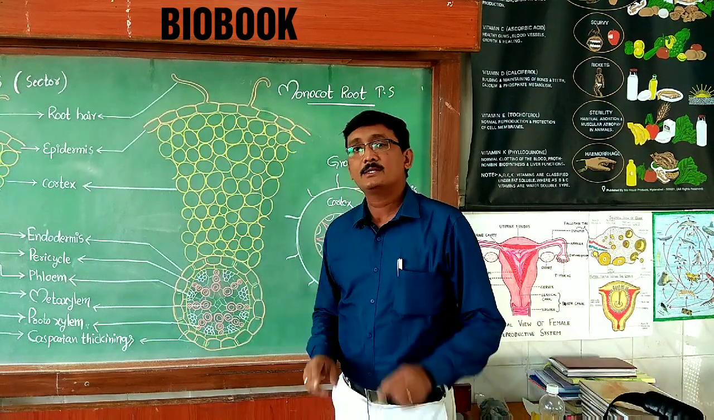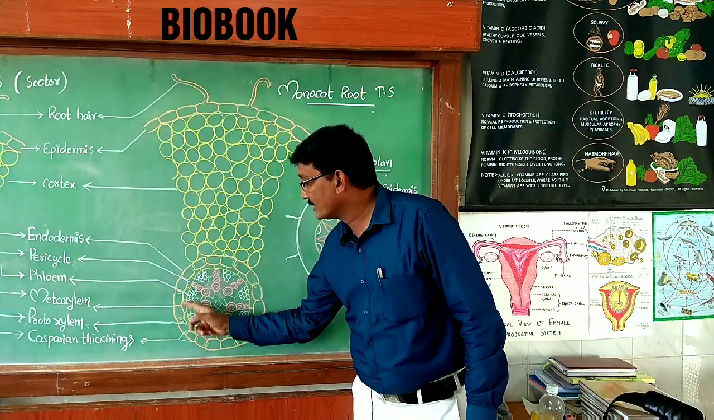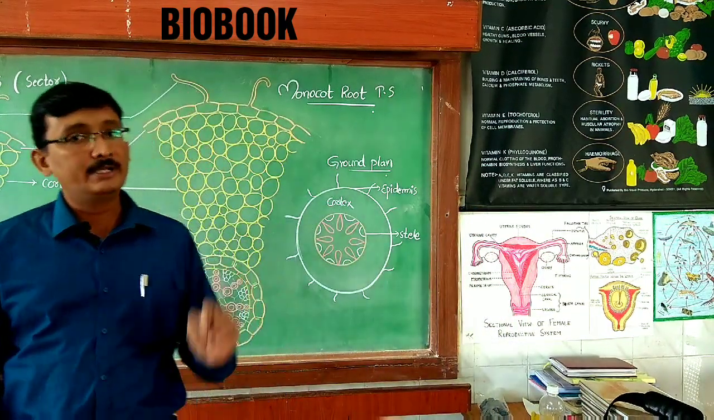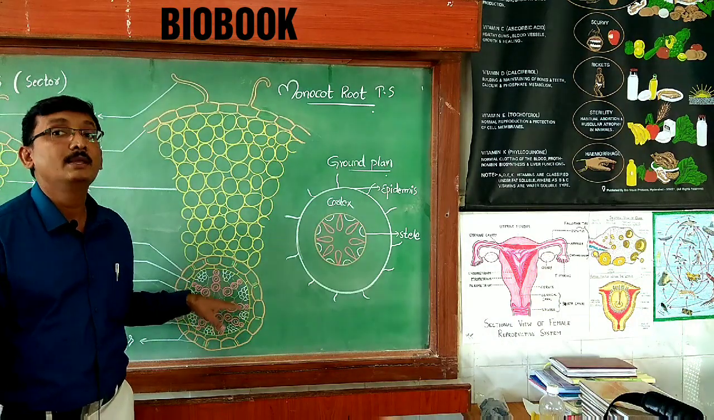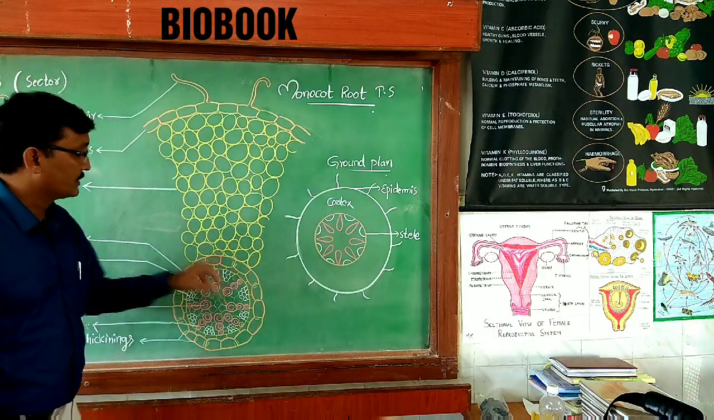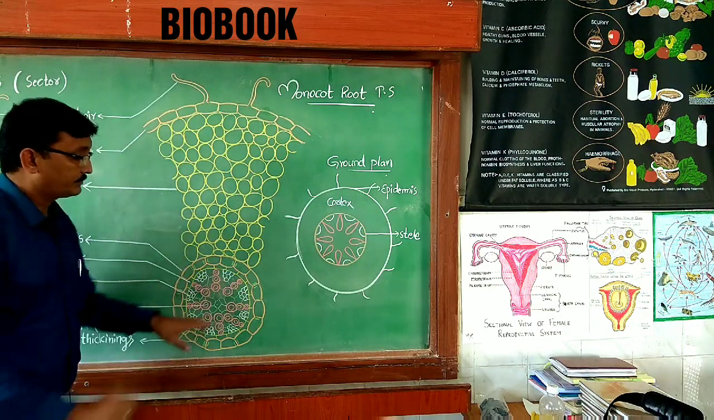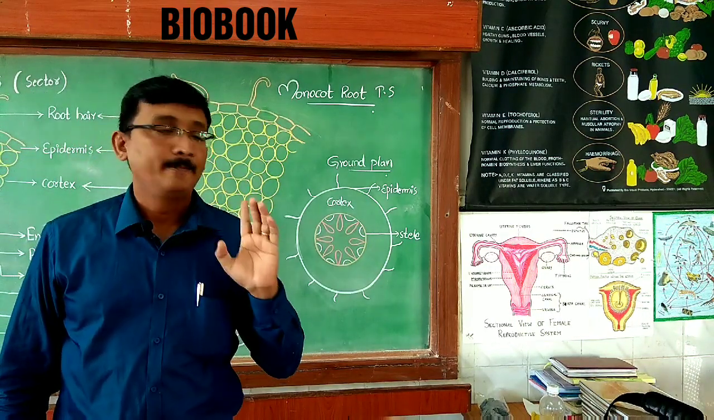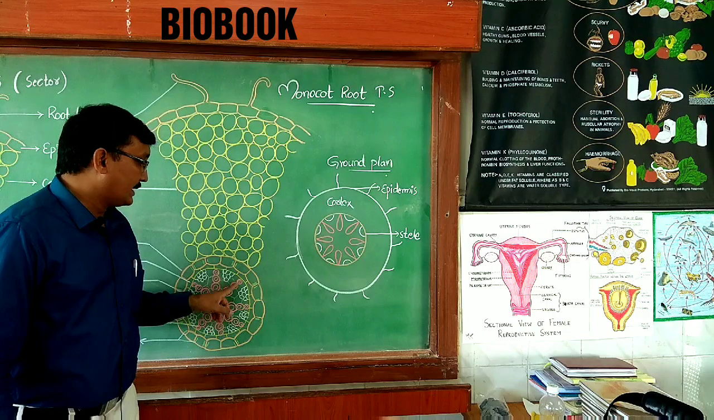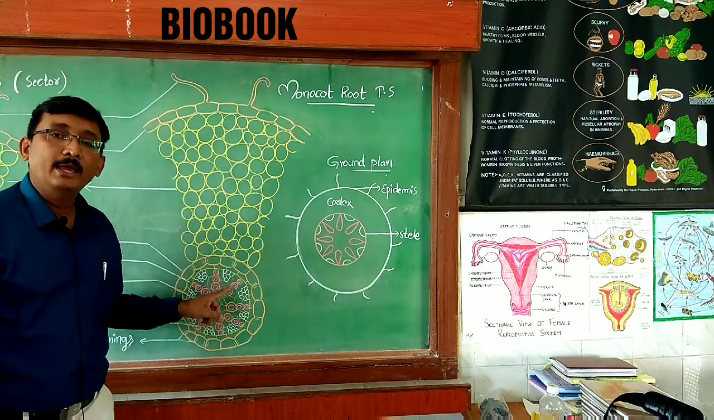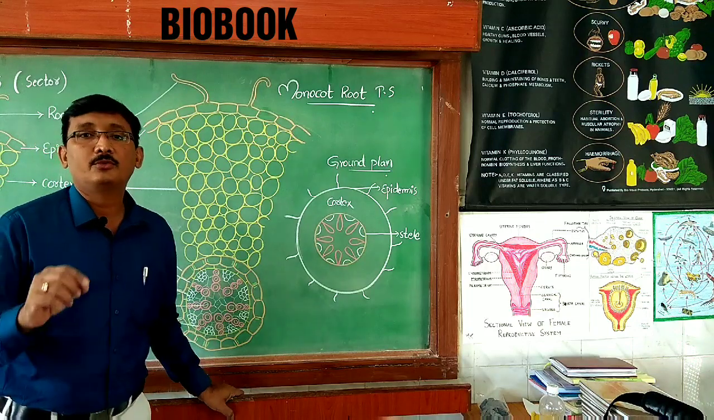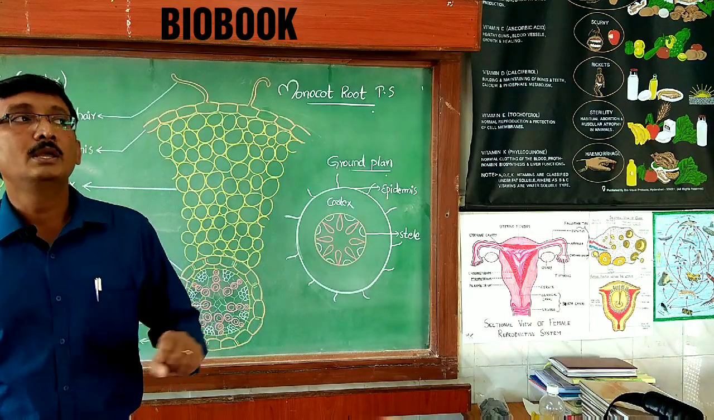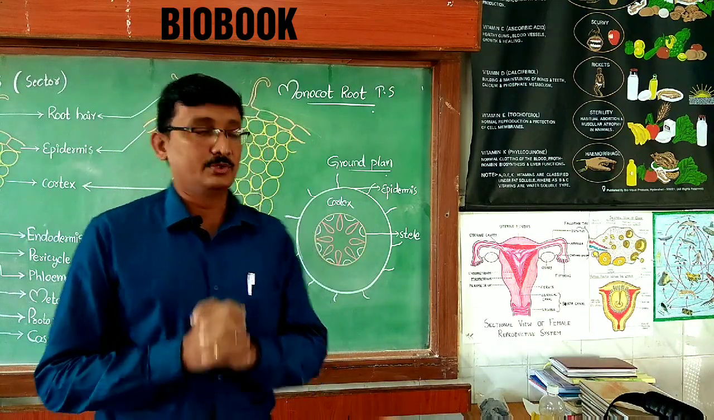Next, stele. Stele starts with pericycle. Pericycle is made up of single layered cells. Here pericycle helps in the formation of lateral roots. Very, very important point: pericycle helps in the formation of lateral roots. After that, the inner part of the stele is made up of vascular tissue. Vascular tissue means phloem and xylem. This is the xylem and this one is the phloem. Xylem helps in the transport of water and minerals, whereas phloem helps in the transport of food materials. The important food material transported by the phloem is sucrose, right?